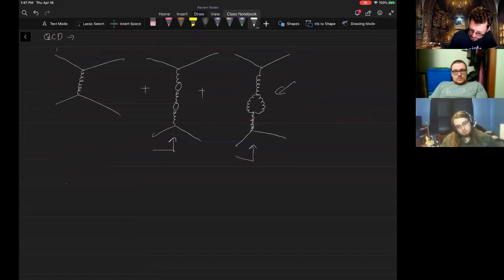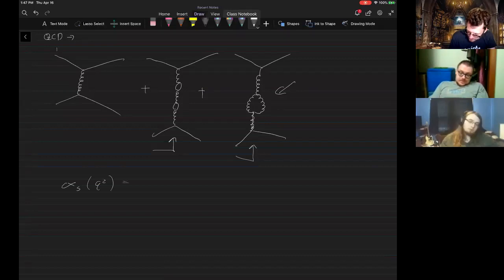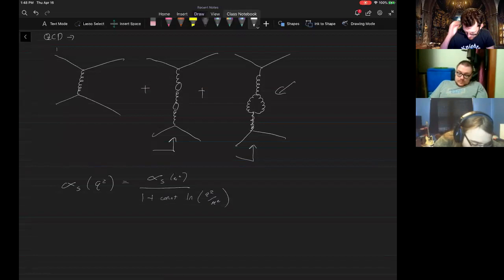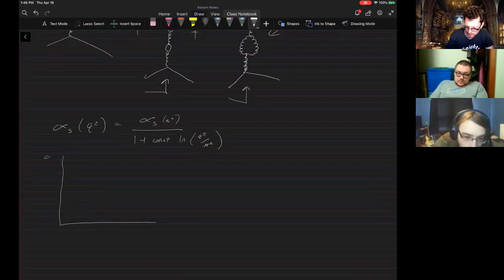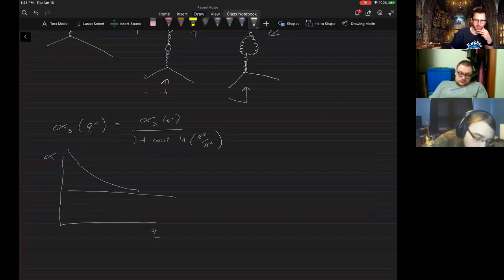And the effective alpha for the color charge as a function of Q squared looks something like this. It looks like the bare alpha over, and then there's essentially 1 plus constants, and then a term that's like ln, again, Q squared over M squared, something like this. So it has the inverse behavior. If I plot alpha s as a function of Q, the effective coupling decreases down to the bare alpha s. Alpha s is decreasing as I crank up Q squared.